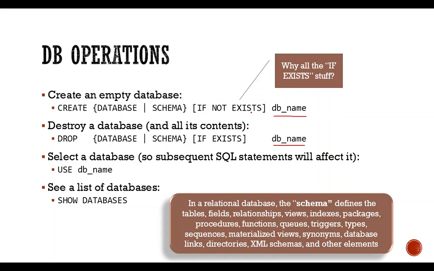So we need to make sure that our scripts always succeed, regardless of whether the user runs them with or without the thing existing to begin with. So that's important for scripting. If you're just writing it yourself, you may not include that, but when you're writing a script, think about the if not exists and if exists.